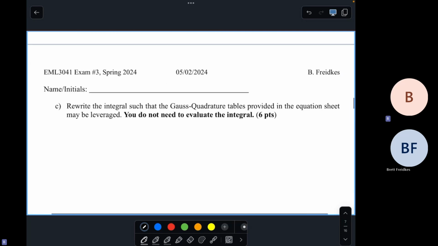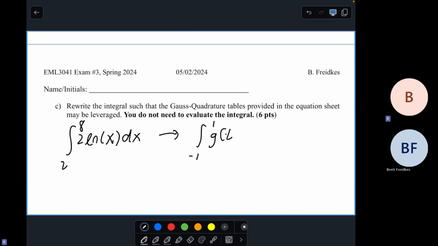Okay, so we have this integral now. I'll just rewrite it, 2 to 8, 2 ln x dx. This says rewrite the integrals such that the Gauss Quadrature tables provided in the equation sheet may be leveraged. You do not need to evaluate the integral. Yes, that just means to change the bounds and rewrite this f of x, which is 2 ln x, as g of t. So go ahead and spend a few minutes on that. But our goal, based on what you just said, is to convert the bounds to -1 to 1. So spend a couple minutes on that.